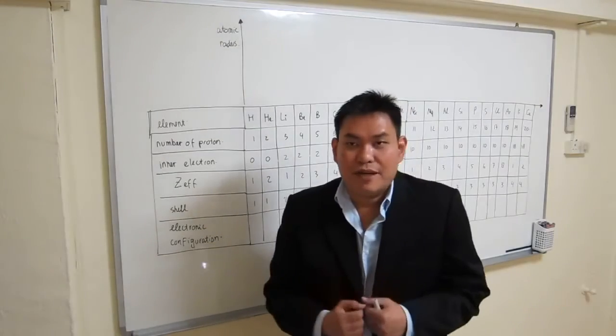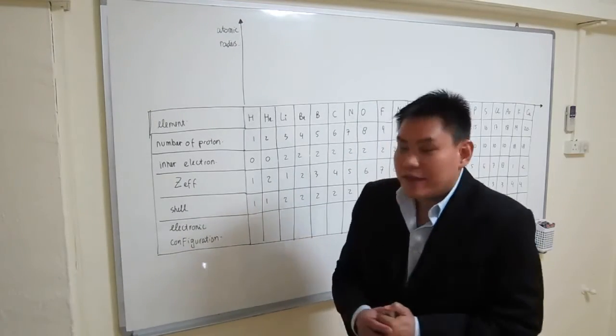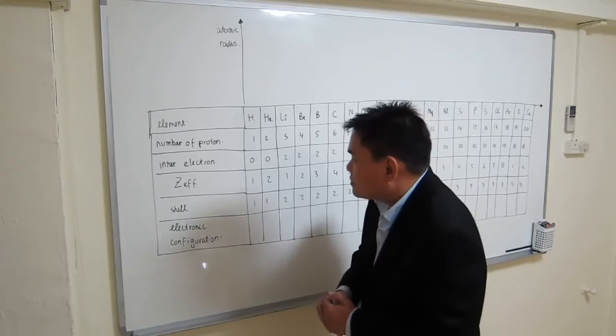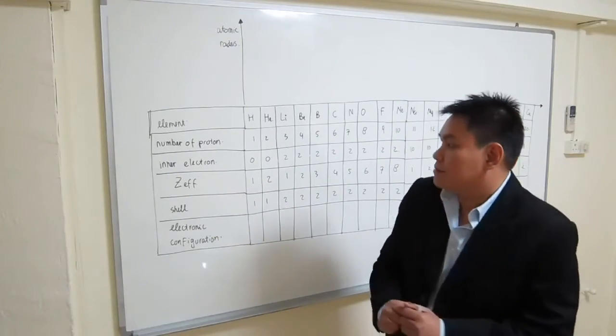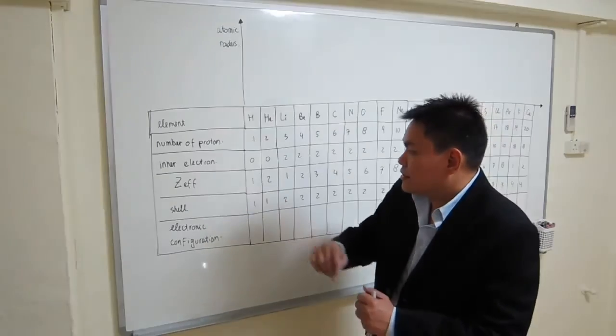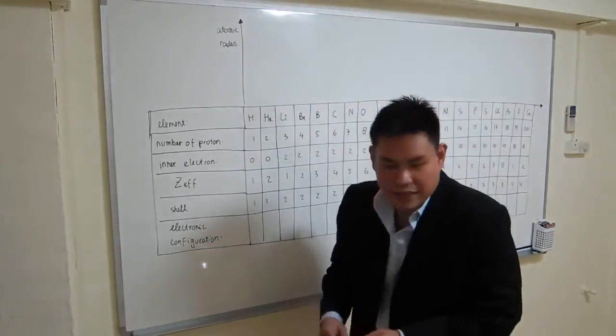You might wonder why we need to fill up all this table. You're going to find out in a short while. There are 2 main factors affecting the atomic radius. One is the number of shells.